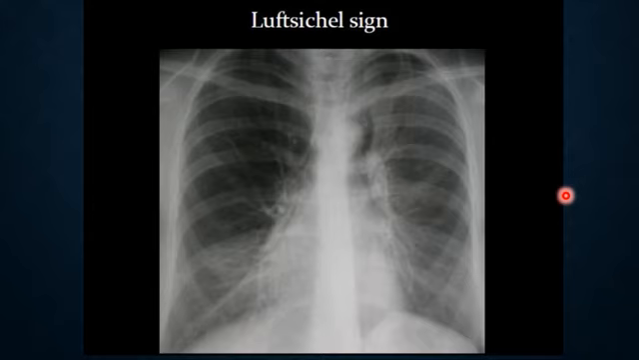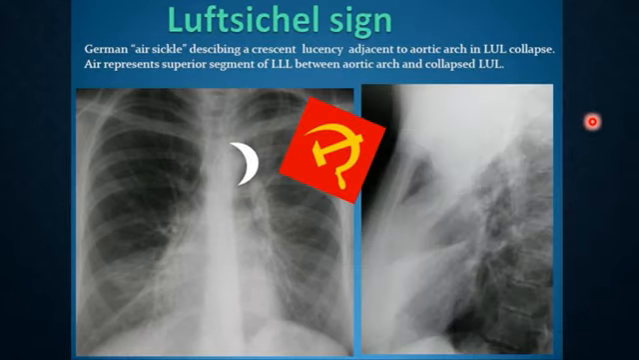Left upper lobe collapse. Why? Okay, you can see here this lucent thing. It looks like a Luftsichel, like a sickle. Okay? So, it is a German word for an air sickle, described as a crescent lucency adjacent to the aortic arch in the left upper lobe collapse. Okay? Air represents the superior segment of the left lower lobe between the aortic arch and the collapsed left upper lobe.